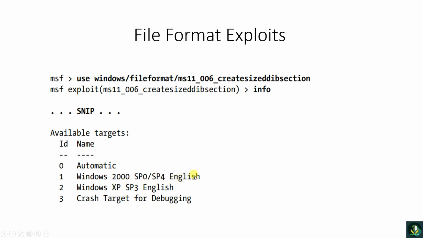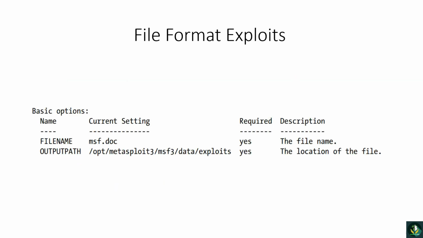In the next example, you can see the file format exploit listed here. This is the Windows XP crash target, which is for debugging. Next you can see that we have a few targets available to use, but we will make it automatic and leave everything at the default setting. We will need to set a payload as usual. In this case, we will select our first choice, a reverse Meterpreter shell.